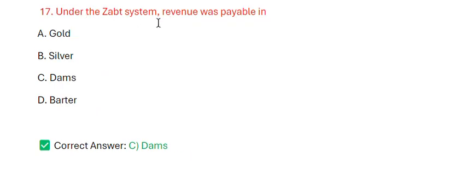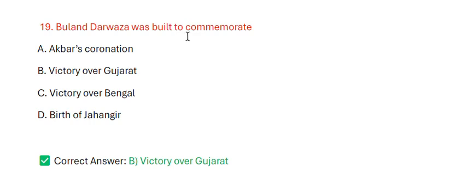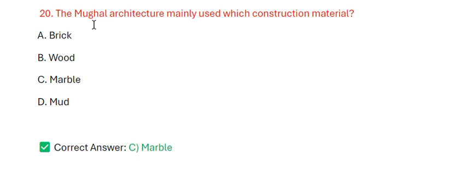Under the Zabt system, revenue was payable in? The correct option is C, cash. The Mughal architectural city built by Akbar was? The correct answer is Fatehpur Sikri. Buland Darwaza was built to commemorate? The correct option is victory over Gujarat. The Mughal architecture mainly used which construction material? The correct option is C.